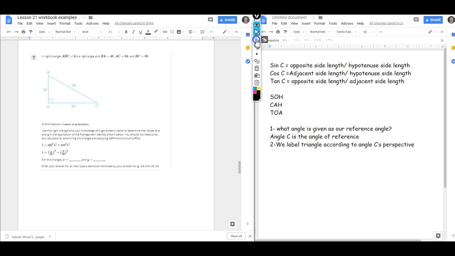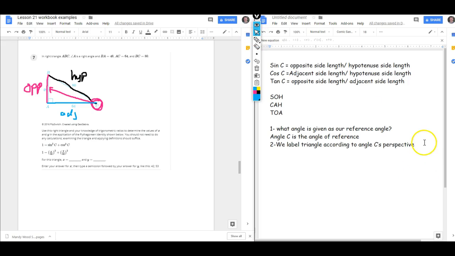So we have our hypotenuse, which is across from the 90-degree angle. So side length BC is the hypotenuse. Our angle of reference is C. So to label the other two sides, I always label the opposite side length first because it's the side length directly across from the angle. So side length BA is the opposite side length. And the last one to label is the adjacent side length, which means next to. So we have our adjacent side length as length AC.